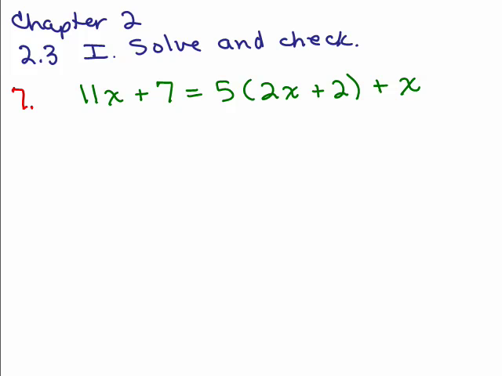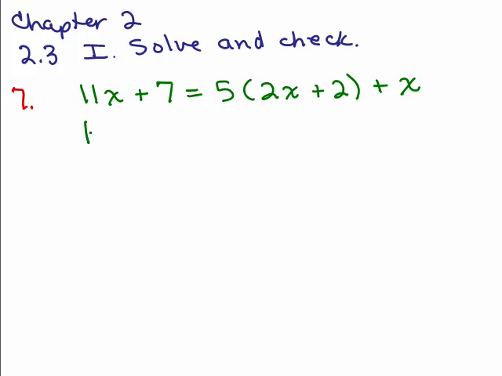All right, we're on Chapter 2 still, Section 2.3, Part 1, Solve and Check. And we're on number 7: 11x plus 7 equals 5 times (2x plus 2) plus x. The right-hand side is not simplified, so that's the first thing we need to do, is simplify the right-hand side.